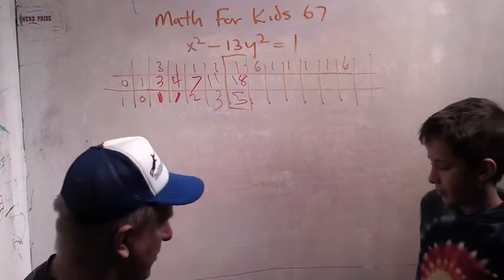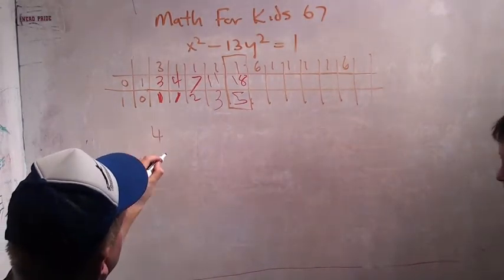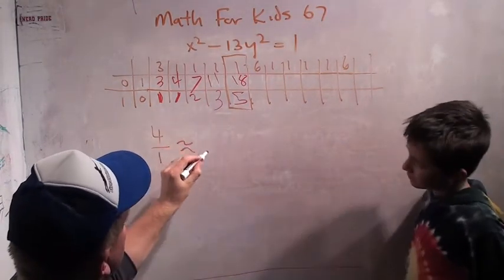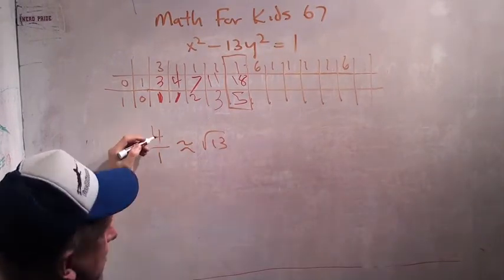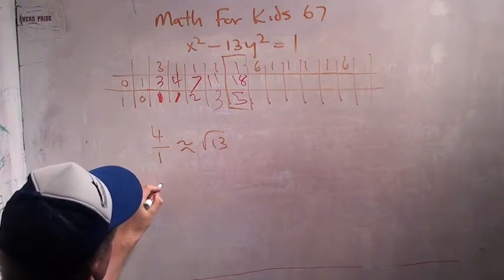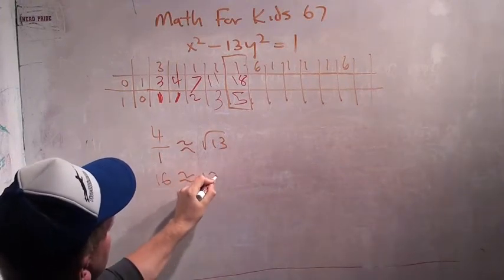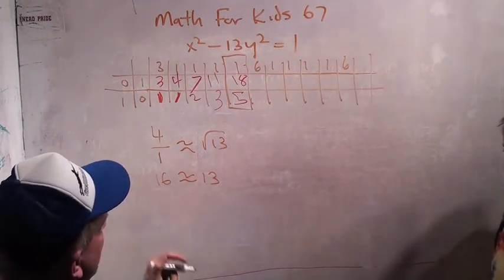You have to start somewhere. Maybe 4 is a better approximation to the square root of 13. Let's see. What's 4 over 1 squared? It's going to be 16. Does 16 approximately equal 13? It's off by 3. It's not great.